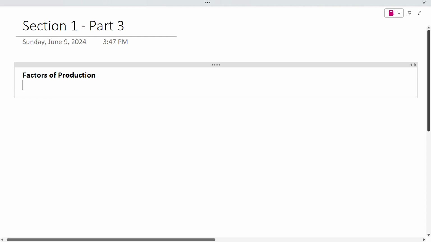And today we're moving onwards with our syllabus, and we'll be discussing what factors of production are, what the quality and quantity of factors of production mean, and what is meant by the mobility of factors of production.